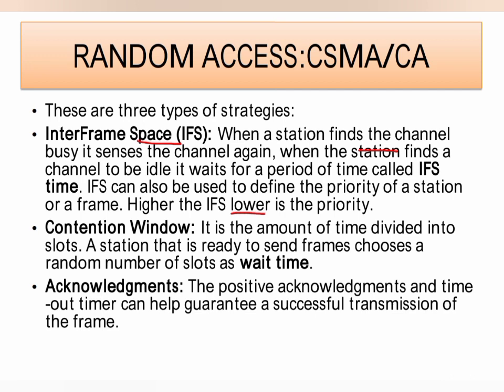When a station wants to transmit data, first of all it will sense the channel. If the channel is idle, it will normally transmit the data. But in the case of the interframe space, even though the channel is idle, the station will wait for a certain amount of time, called the IFS time, and then it will transmit the data. The interframe space is used to give priority to stations to transmit data. If the IFS is lower, then it has higher priority.